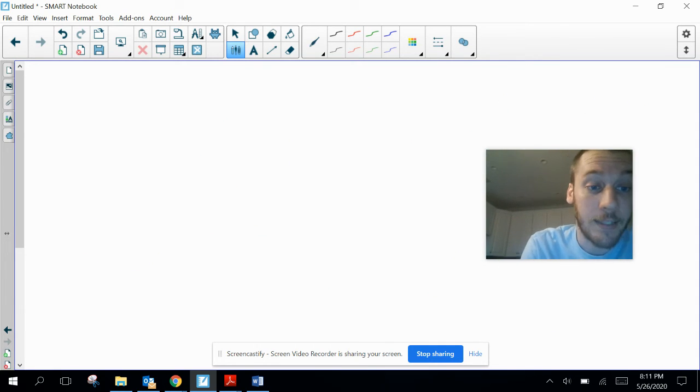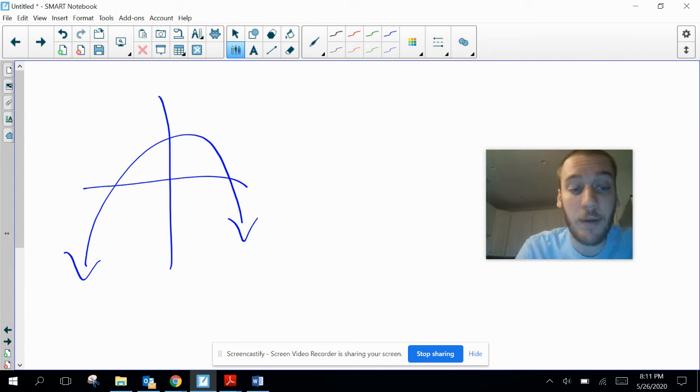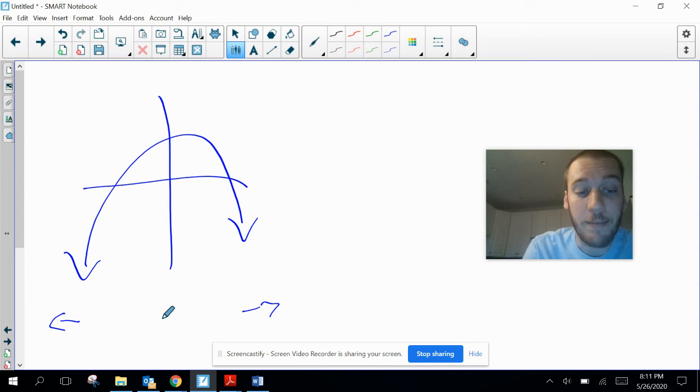For the IXL, it's going to have problems like this. This time, my domain is going to be everything, right? It's going all the way to the left and all the way to the right. And my range is going all the way down, but it has a peak. It's got a maximum value right here. So we'll call this (1, 3).